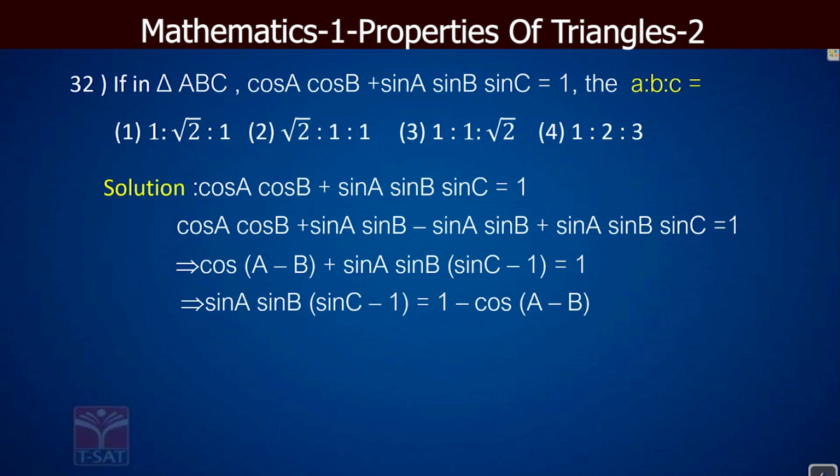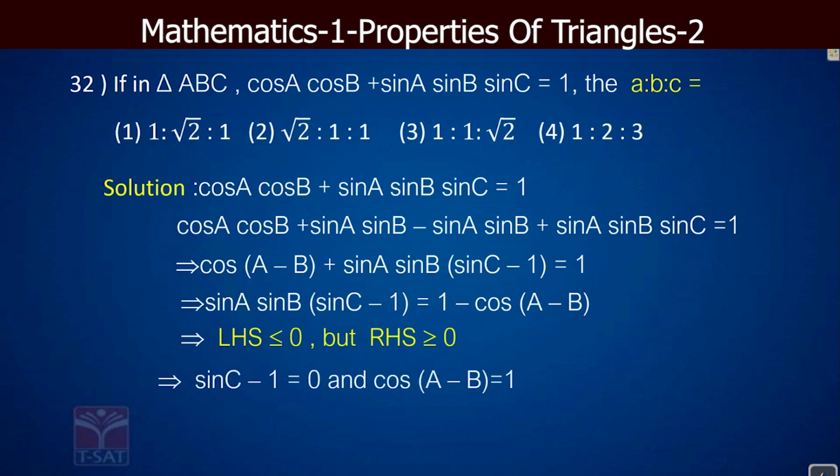And you know that the cosine and sine functions always lie between minus 1 and plus 1. So 1 minus cos(A minus B) is greater than or equal to 0, that is the right hand side. On the left hand side, sin A sin B are positive, but sin C is less than or equal to 1, so the left hand side is less than or equal to 0. LHS is less than or equal to 0, but RHS is greater than or equal to 0. Therefore, each must be equal to 0: sin C minus 1 equal to 0 and cos(A minus B) minus 1 equal to 0.